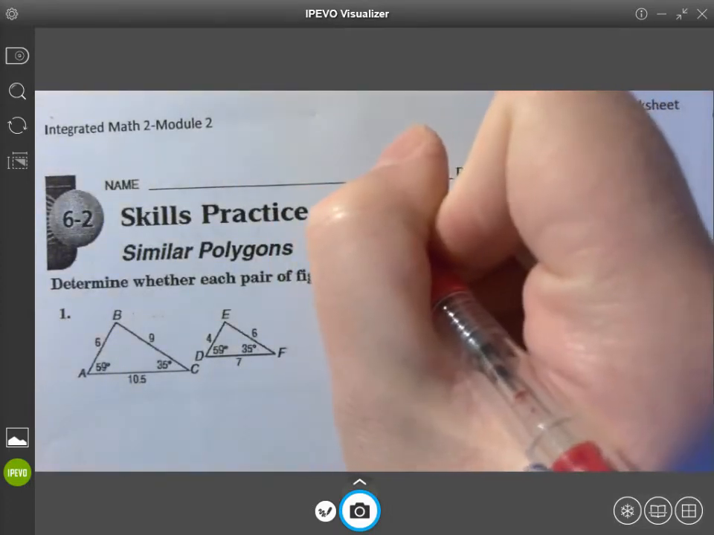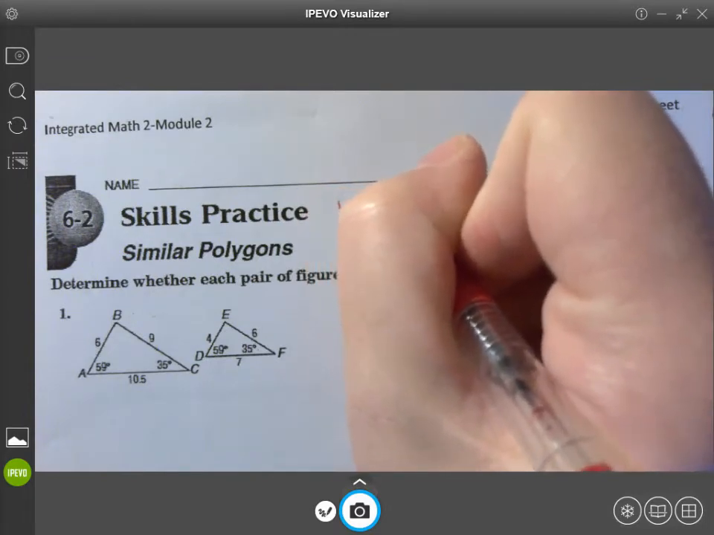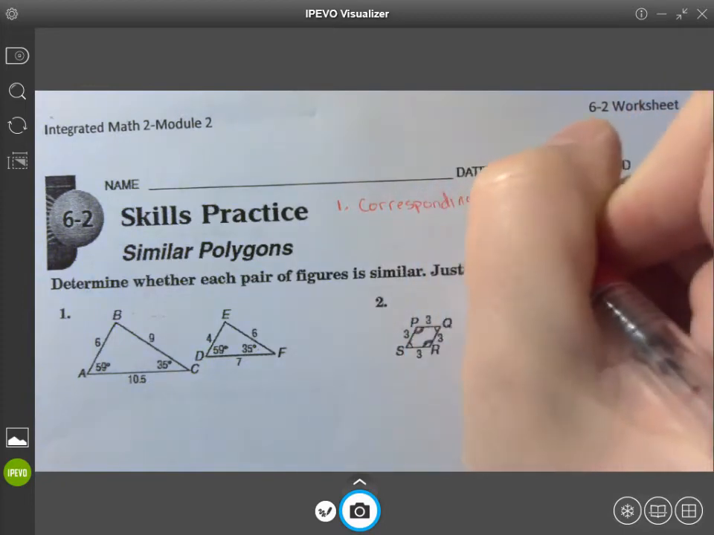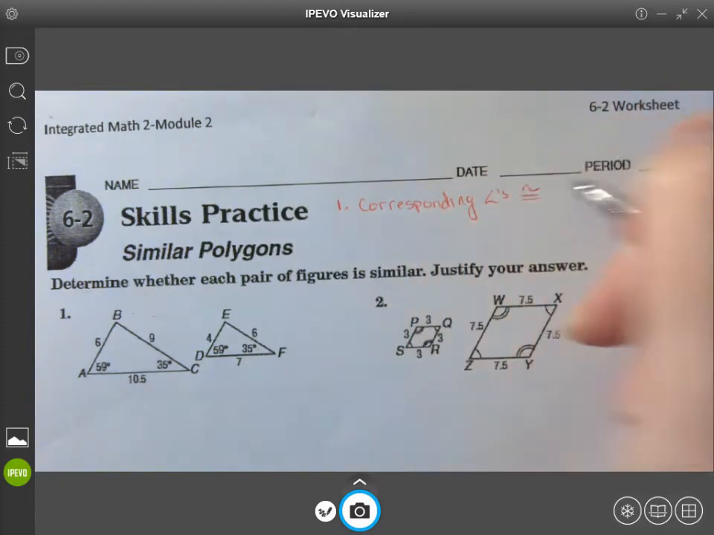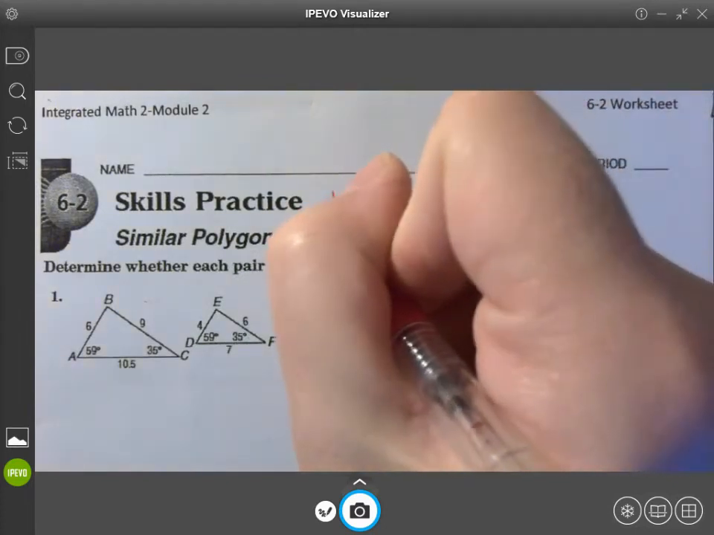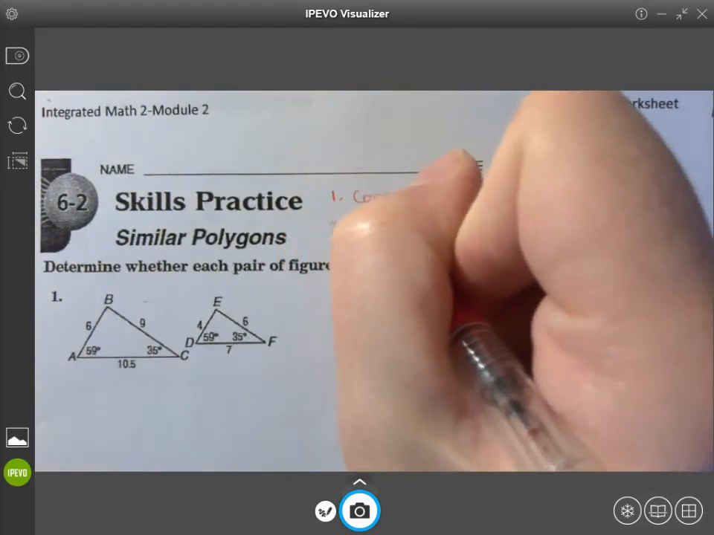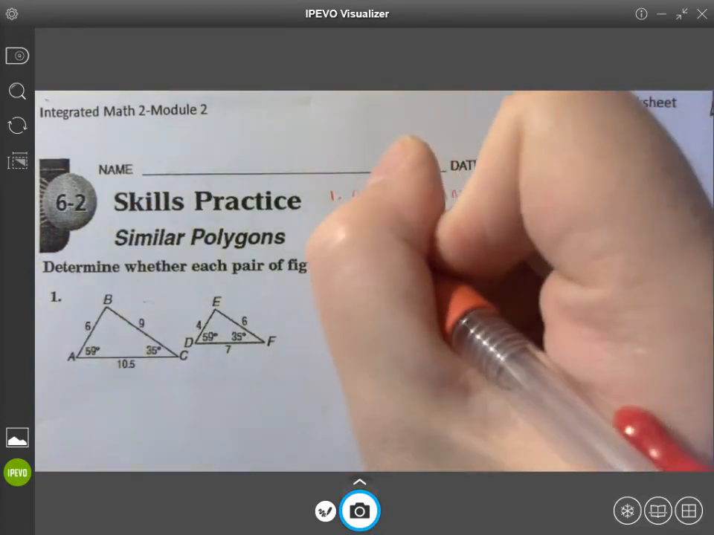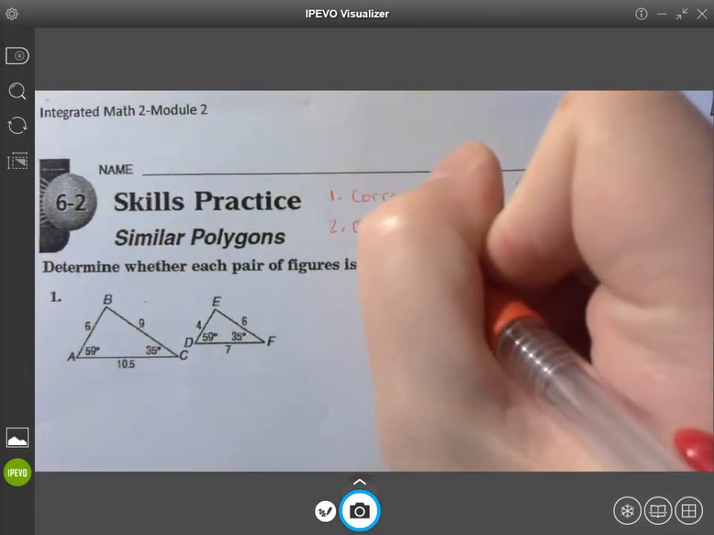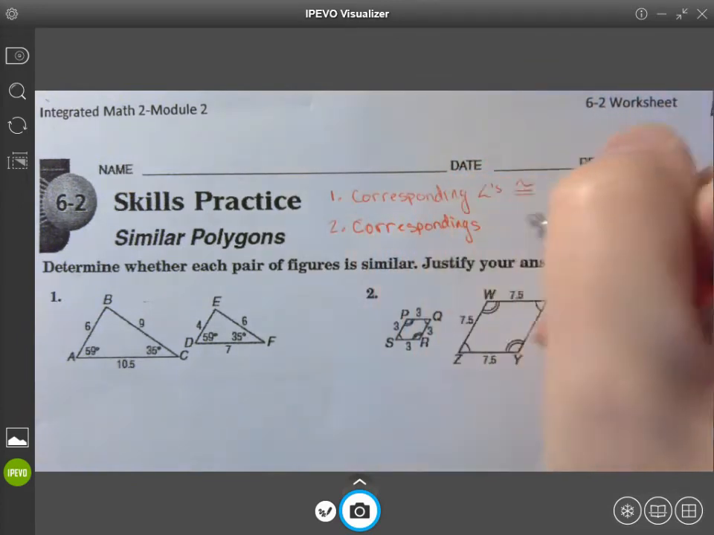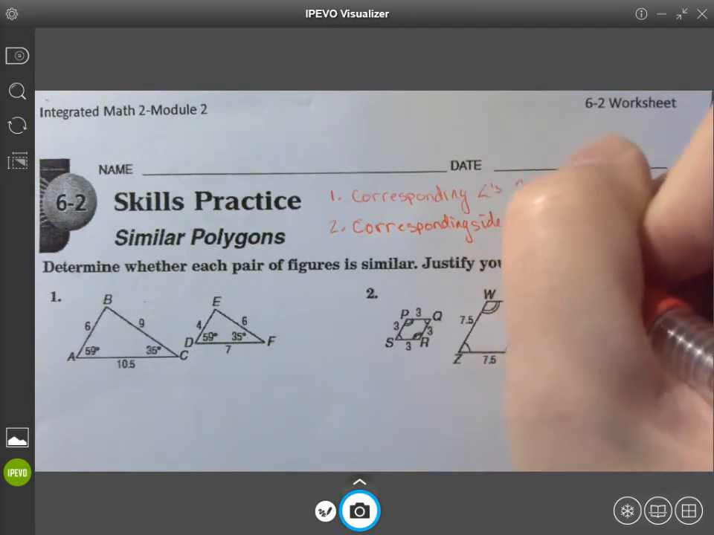One, we need corresponding angles. So make these little notes again. Corresponding angles must be congruent. That's the first thing we need. The second thing we need are corresponding sides. Corresponding sides must be proportional.